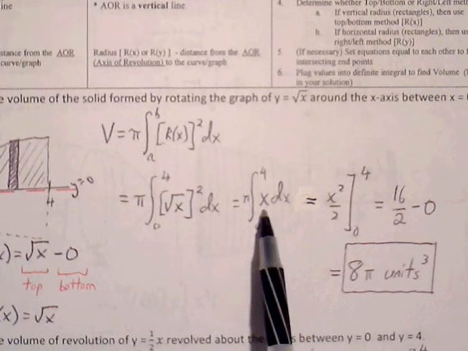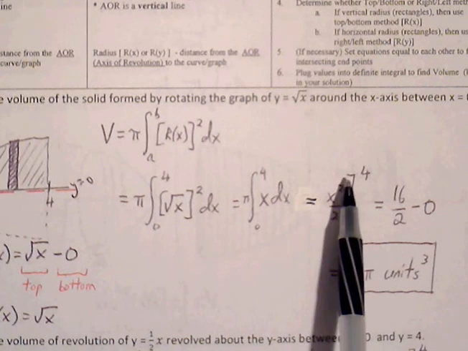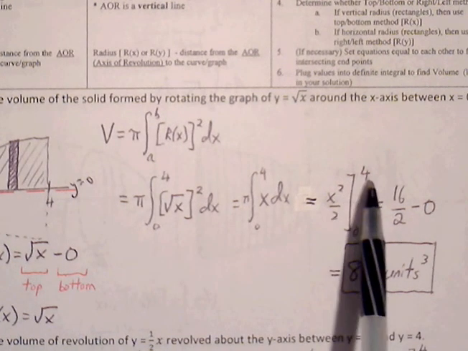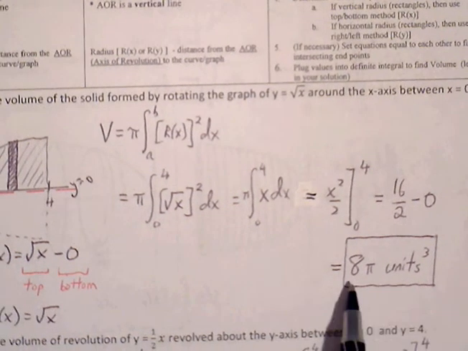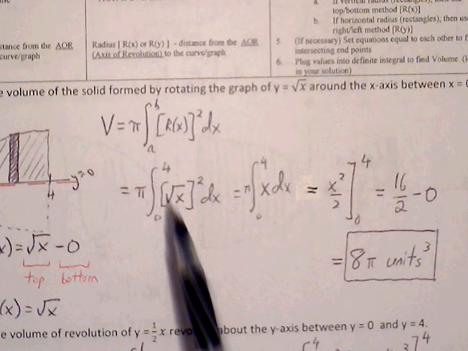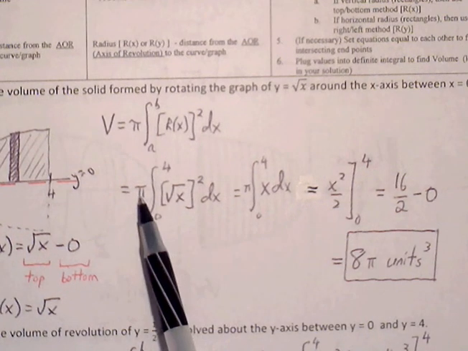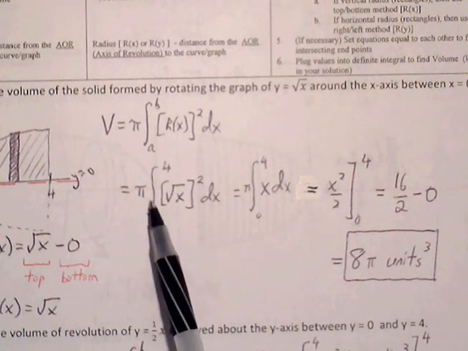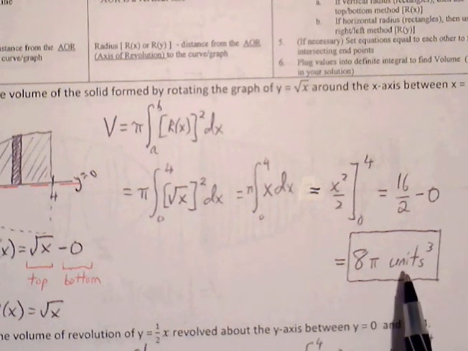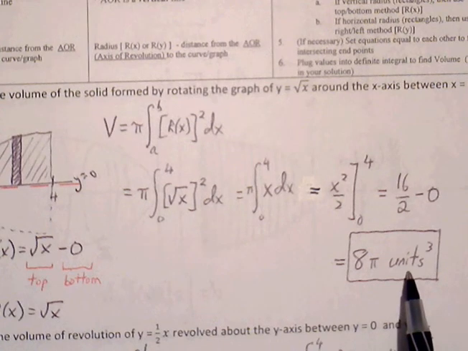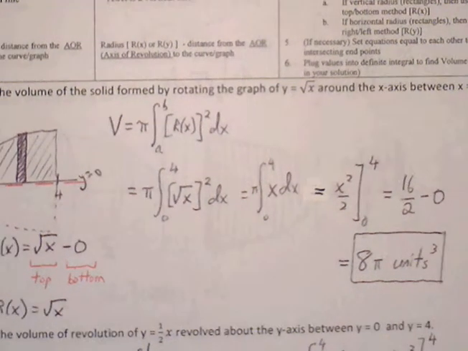Go through power rule, so x squared over 2. Evaluate between your upper and lower bound. Plug your upper bound in first, so 16 over 2 minus 0 is 8. And we don't want to forget this pi is part of the formula for area of a circle, so we have to include pi in our final answer as well. Will provide us the volume of our region, so cubic units, 8 pi cubic units.